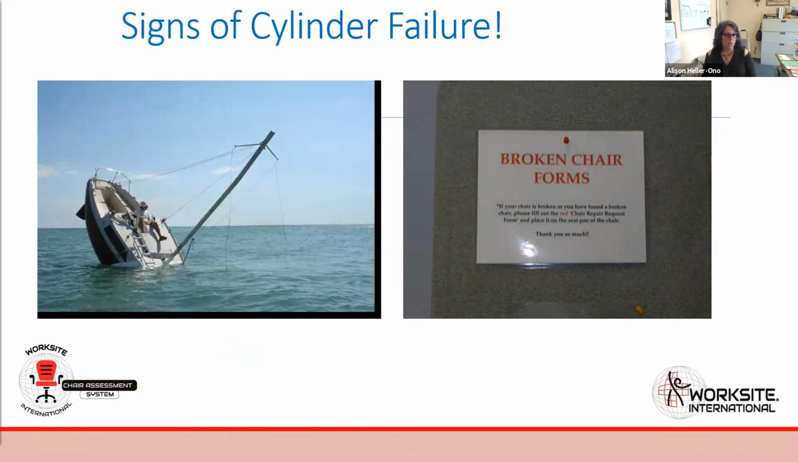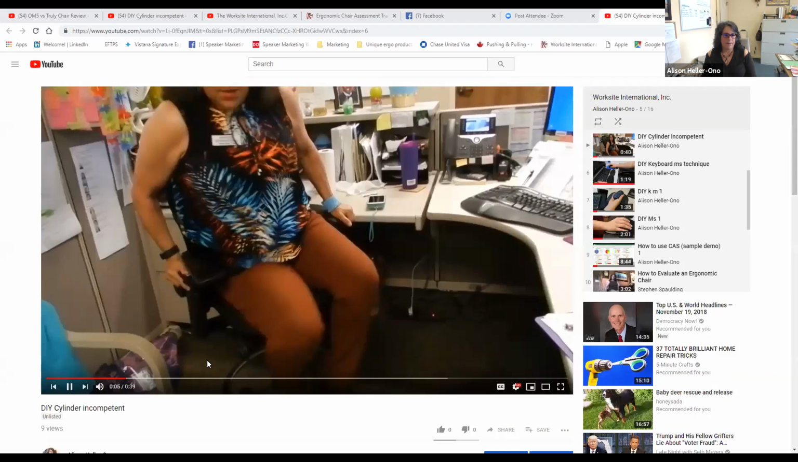So let's take a look at what I mean by this, the most common way that chairs fail, okay? Let me share my screen with you here. I think I have to open this. Open that. So we're going to test this chair.